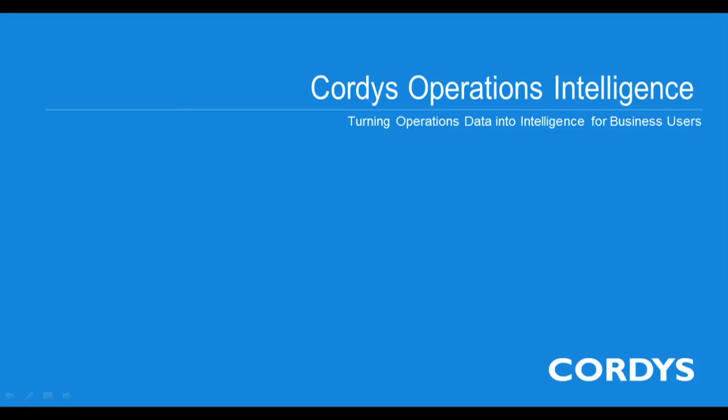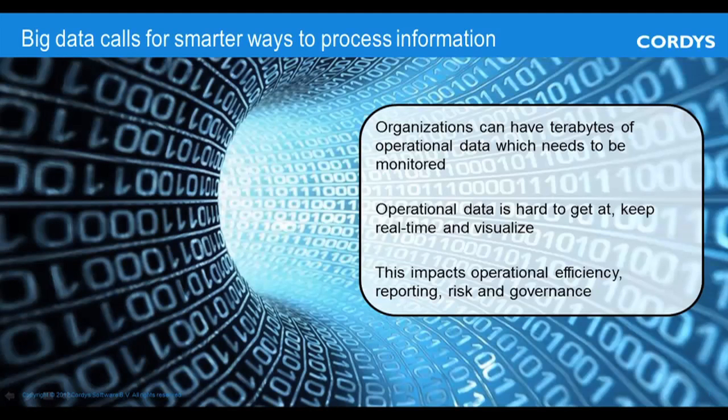In this demonstration, we're going to look at Cordis Operations Intelligence. Many organizations have massive amounts of data built up over many years, both static data and real-time data. This historically has been very difficult to manage, very difficult to monitor, and especially very difficult to view in any real-time nature. Cordis Operations Intelligence provides a solution to these problems by connecting to operational data and providing a unique way for business users to interact with that data.